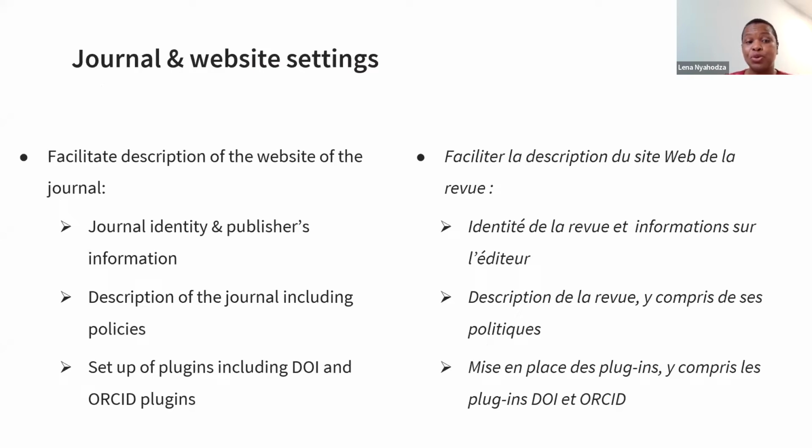Journal website, I'm not going to say much about this because I highlighted much of it when we were looking at the previous slide, but I just want to talk about setup of plugins like the DOAJ plugin and ORCID plugins. Like I have said, for you to have DOIs in OJS, it means you have a subscription with Crossref, and you could be charged per article, or you can have membership.